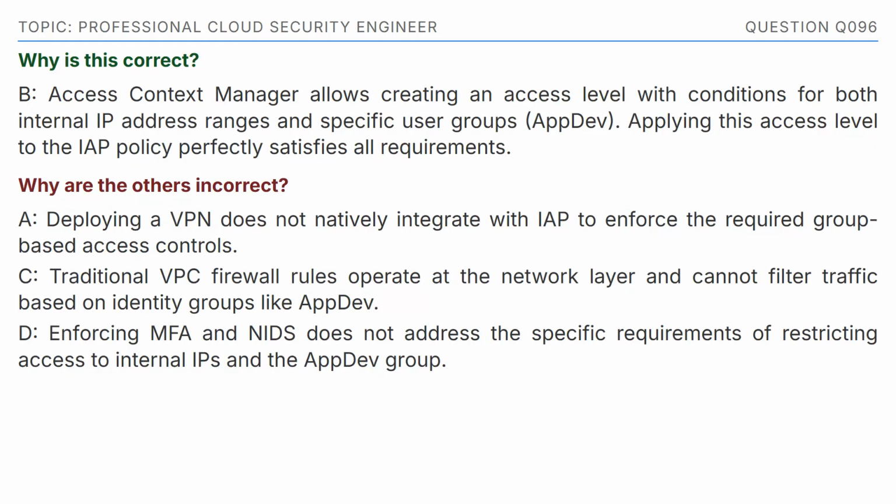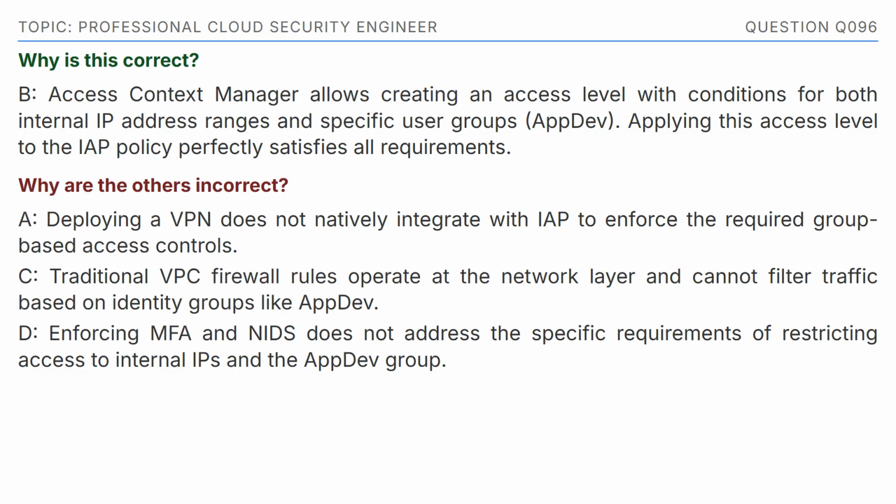Why is this correct? B. Access Context Manager allows creating an access level with conditions for both internal IP address ranges and specific user groups, AppDev. Applying this access level to the IAP policy perfectly satisfies all requirements. Why are the others incorrect?